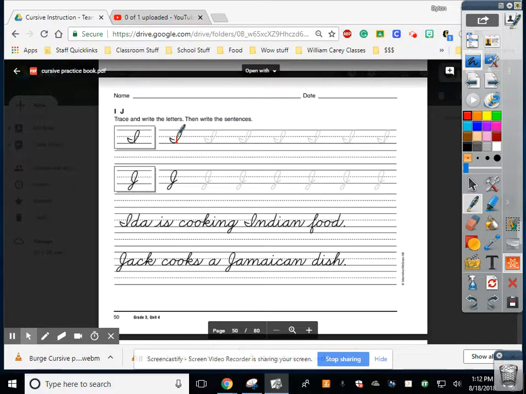Start at the bottom with the I, curve all the way up, and come back around and give it a tail. You want slow-mo this time? Okay. Start at the bottom, come all the way up, loop back around, touch the bottom, and give it a tail. All right, very simple, very easy thing to do.